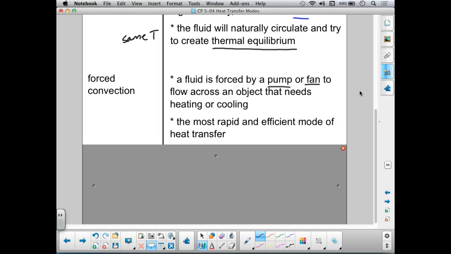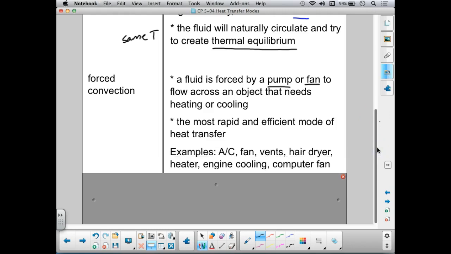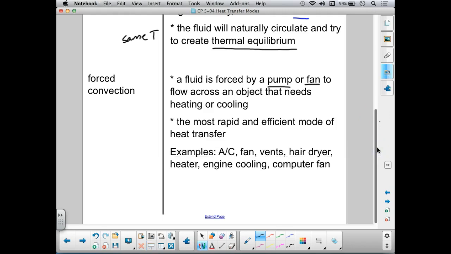If you want to get your hair very hot to evaporate some water out of it, we use a hair dryer, which is forced convection. So we see these applications everywhere. Air conditioning would be an example, fans, vents, hair dryers, heaters, engine cooling. Depending on the car engine, you might have forced convection, where there's a fan in the front of the car that's pulling relatively cool air from outside over the radiator of the car and taking away the engine's thermal energy so it doesn't get too hot.